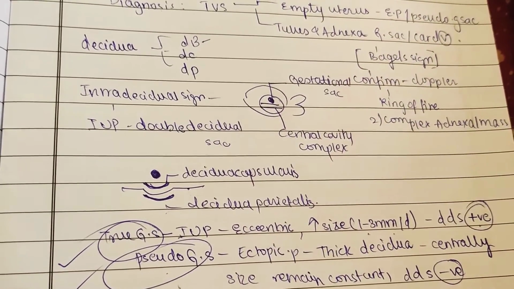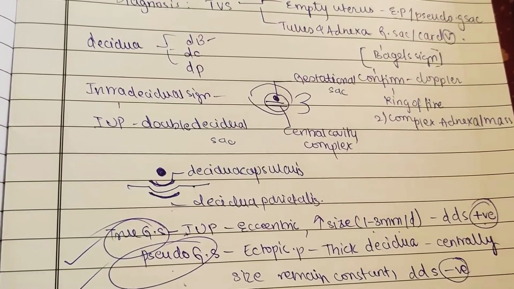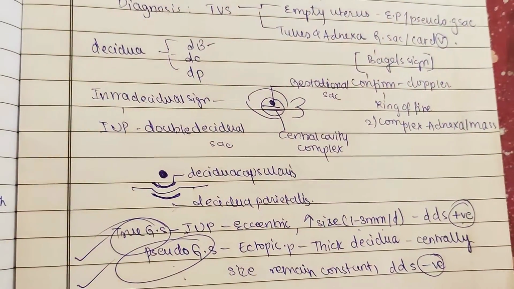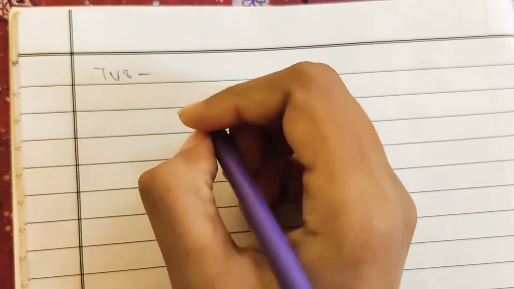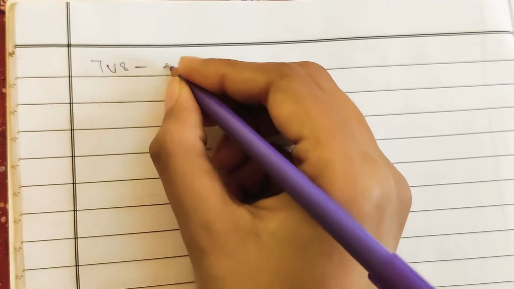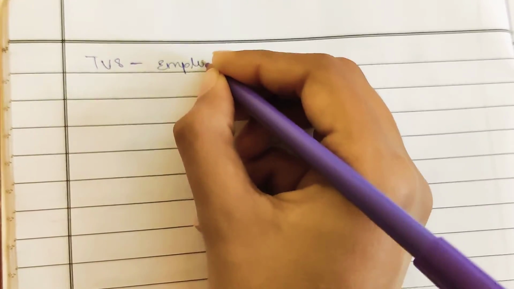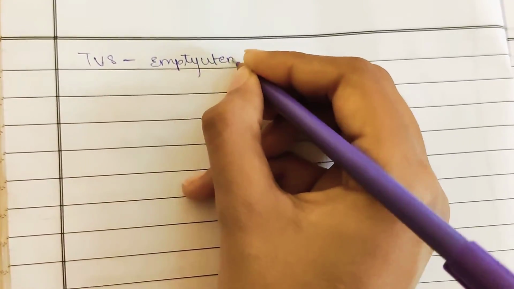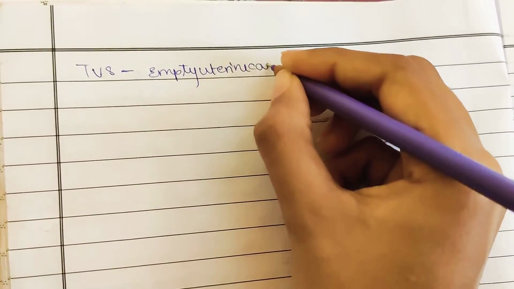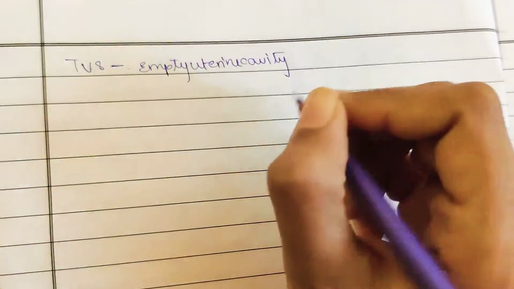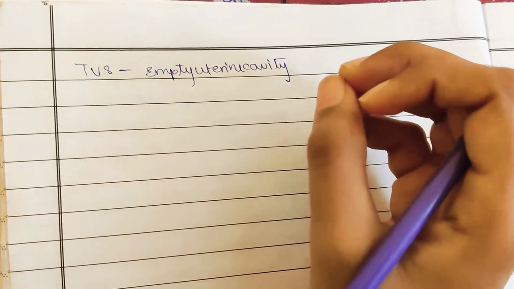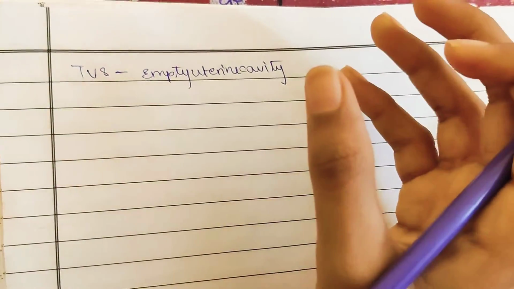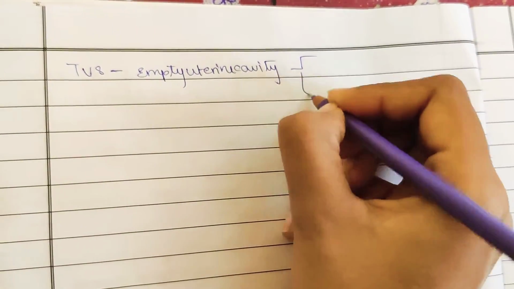Now coming to TVS findings in unruptured ectopic pregnancy. So on transvaginal scan, what do you see in unruptured ectopic pregnancy? There is empty uterine cavity. So always remember, whenever there is empty uterine cavity, you may feel shock, like you have seen the urine pregnancy test, it is positive, but if you do the USG of the uterus, you will see it is empty. You are shocked, what is going on?